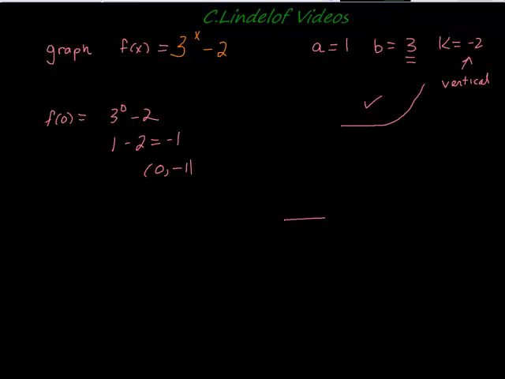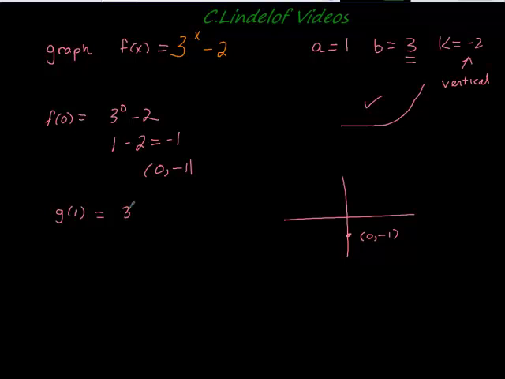Now I'm going to go ahead and create my Cartesian plane, and I'm going to put that point in: 0, negative 1, isn't it? Remember, I know that it's going to have this shape, so I could actually just pick this up and put it down here, but I'm not going to do that just yet. I'm going to graph one more point, and the point I'm going to graph is f of 1. So f of 1 is equal to, right?